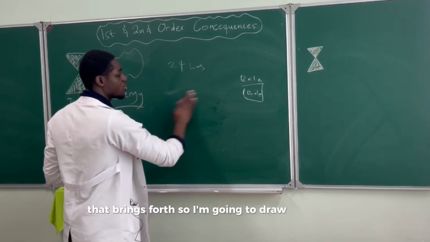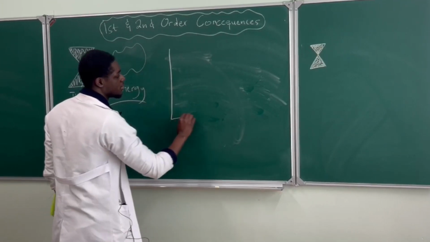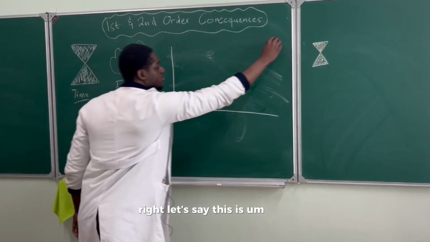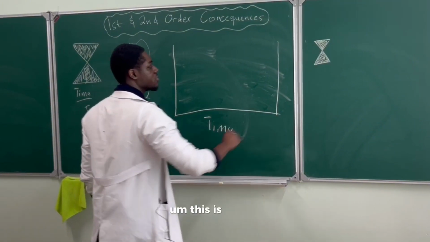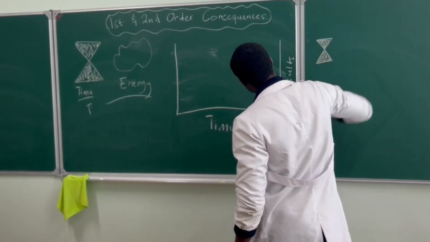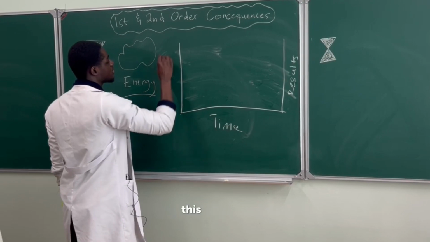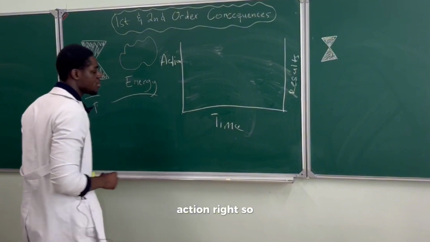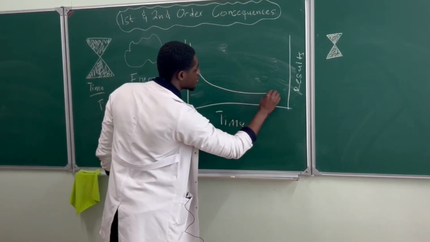So I'm going to draw a diagram. Let's say this is time. This is results. And this is effect. No, let's say action. Action. Right. I'll draw this diagram.